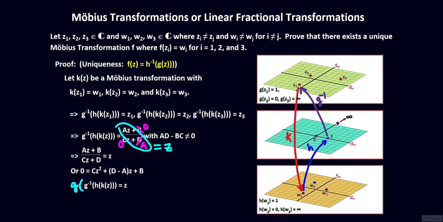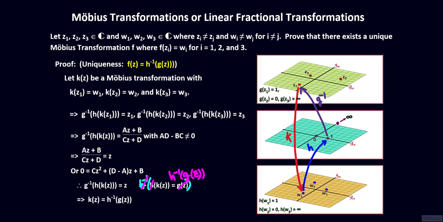We apply G to the left side of each side of this last equation. We get H of K equals G. We apply H inverse to the left side of each side of this last equation. We get K of z equals H inverse of G of z. But f of z is also equal to H inverse of G of z. Therefore, the Möbius transformations f and K are one and the same, and f is unique.